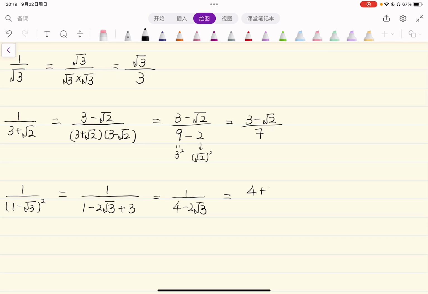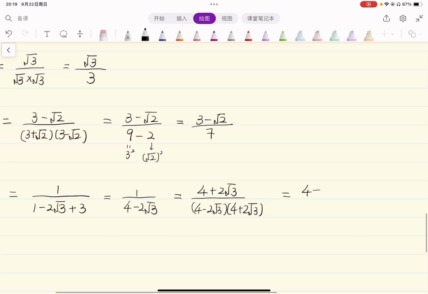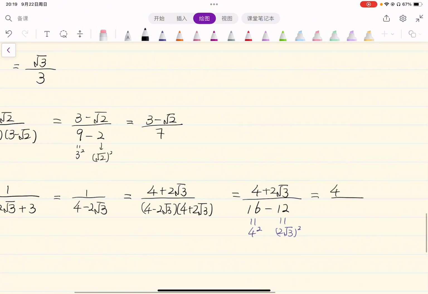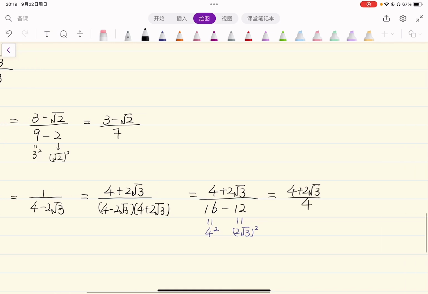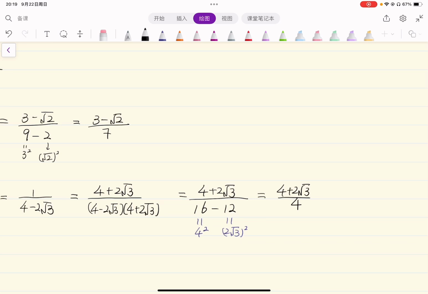We get 4 plus 2 square root of 3 over 4 minus 2 square root of 3 times 4 plus 2 square root of 3. Then we have 4 plus 2 square root of 3 in the numerator, and in the denominator we get 16 minus 12, because 16 equals 4 squared, and 2 square root of 3 squared gives 12. Then we have 4 plus 2 square root of 3 over 4, and we can cancel the 2 at both top and bottom, and we get 2 plus square root of 3 over 2. We simplify it.